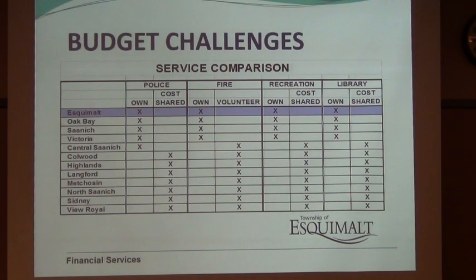I'm almost done. So this is a slide that I put in because we did this a couple of years ago. It was really in response to those of you who are here, remember we did it on a Saturday, a workshop on where we are at, what service levels we provide, and why our tax rates are higher. We frequently hear that our tax rates are higher in comparison to other municipalities in the regional district. There are a couple of reasons for that, and this is one of them.